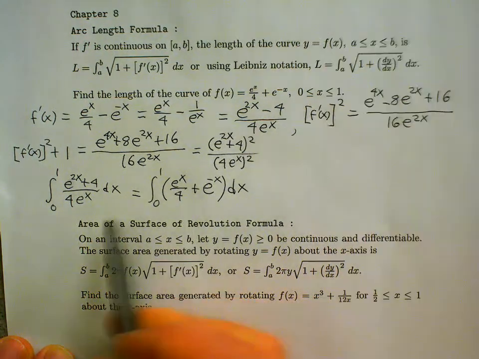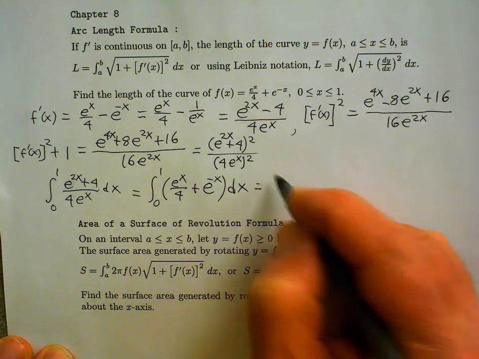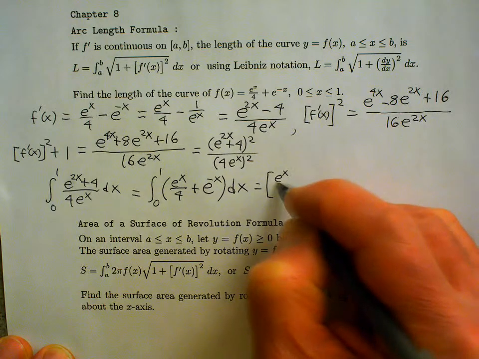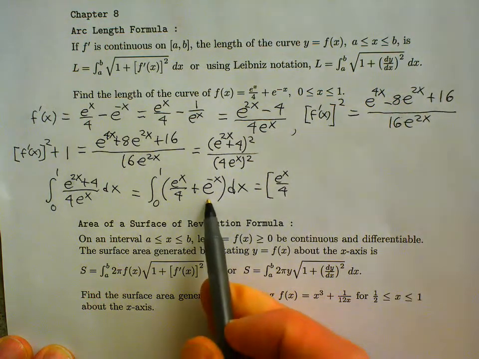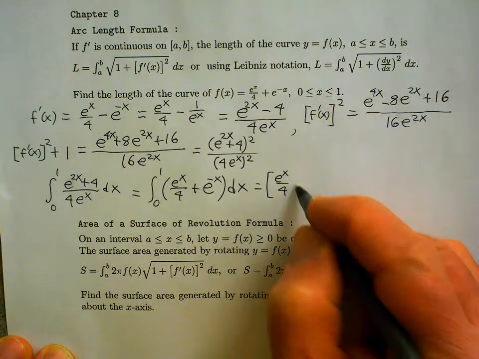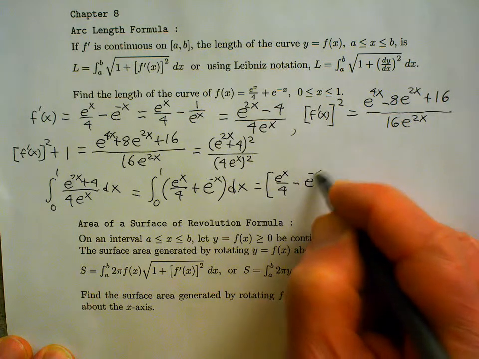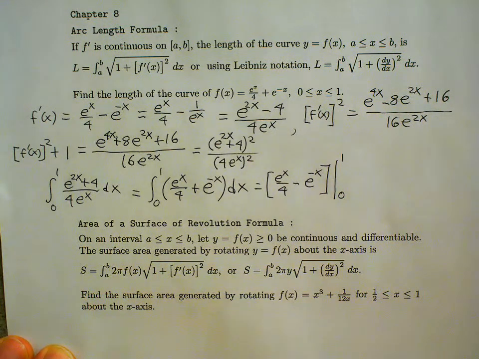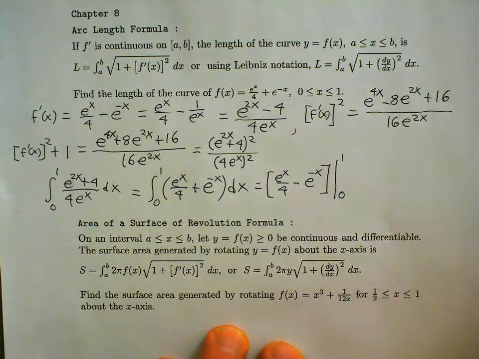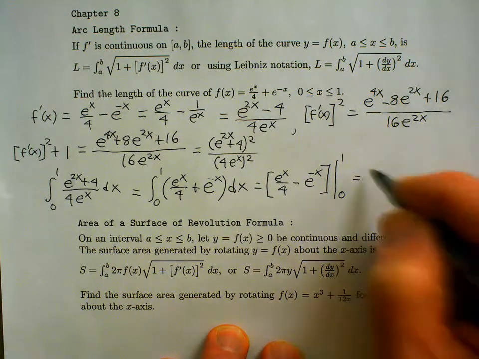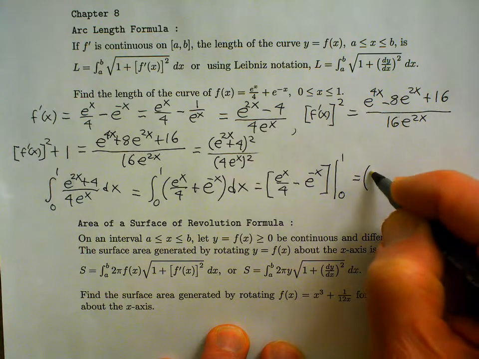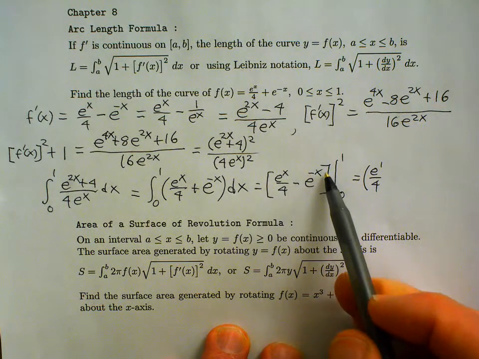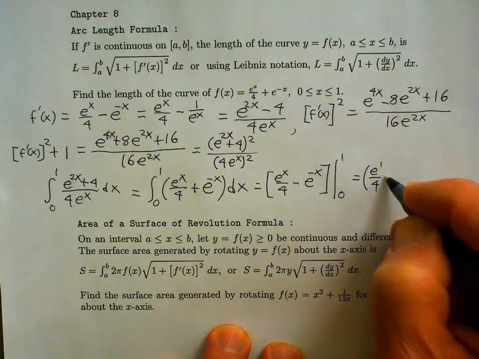And then evaluating this integral is pretty simple. An antiderivative of e to the x over 4 is just e to the x over 4. And an antiderivative of e to the negative x is negative e to the negative x. And then we evaluate this from 0 to 1. So when x is 1, we get e to the 1st over 4 minus e to the negative 1. I'm going to write it as minus 1 over e.